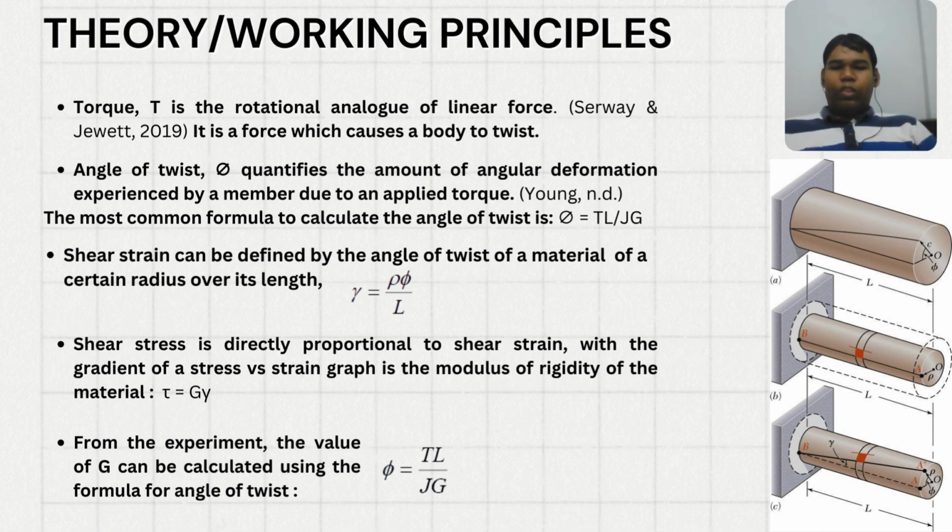And for this experiment, we shall find the value of G by using theta equals TL over JG, with T being the torque, L being the length of the material, J being the second moment of area, and G being the modulus of rigidity.